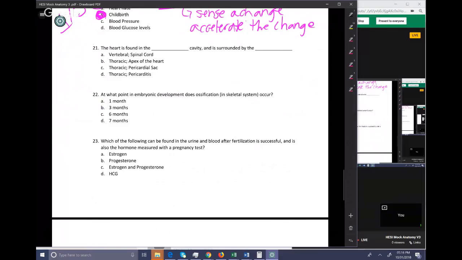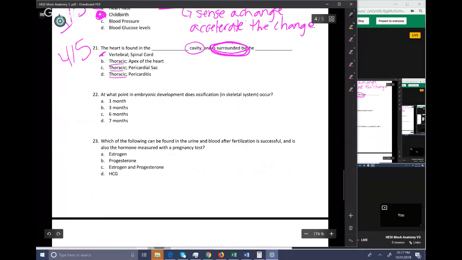21, the heart is found in the blank cavity and is surrounded by the blank. So this is going to be 4 and 5. We talked about these in varied levels of detail. Again, you might know one of these better than the other. You might know that thoracic would be the area that the heart would be in, the cavity. That would only help you get rid of A in this case. And then what is it surrounded by?